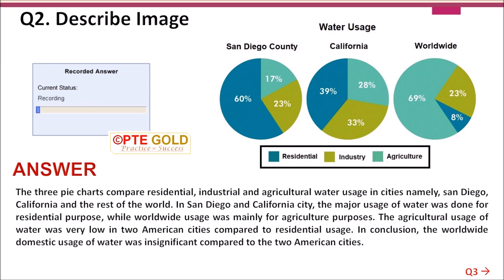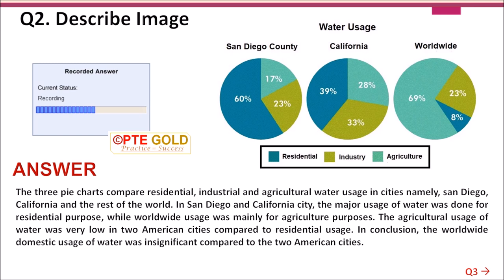The three pie charts compare residential, industrial and agricultural water usage in cities, namely San Diego, California and the rest of the world. In San Diego and California City, the major usage of water was for residential purposes, while worldwide usage was mainly for agricultural purposes.